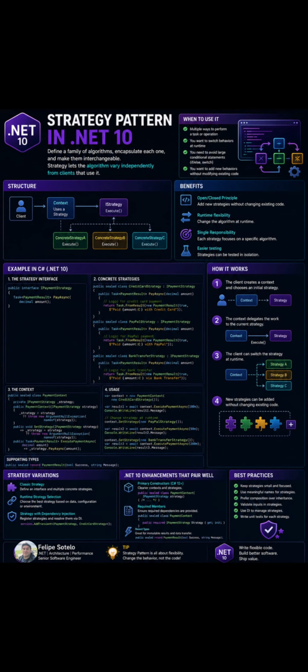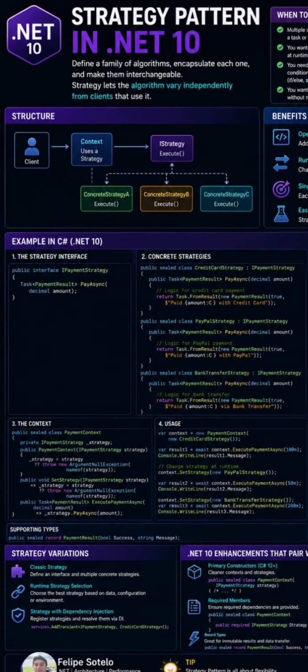Hi everyone, this is the strategy pattern in .NET 10. With this pattern, you have a family of algorithms that you can encapsulate, each one, and make them interchangeable, and the strategy lets the algorithm vary independently from the clients that use it.